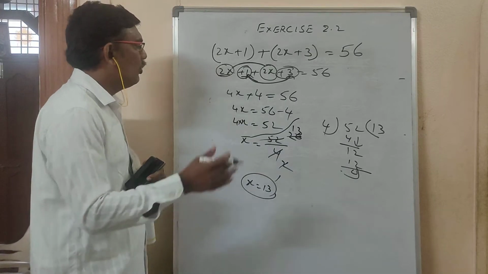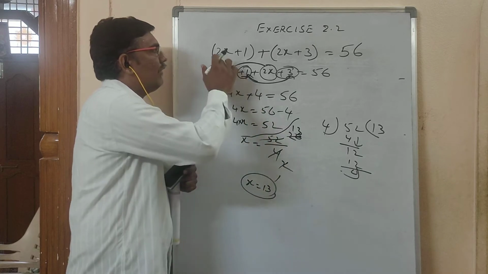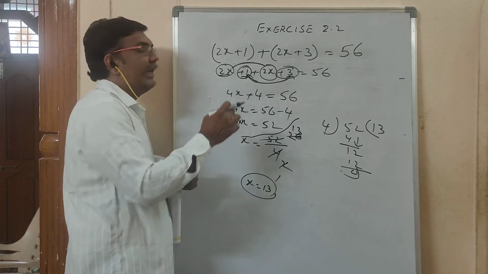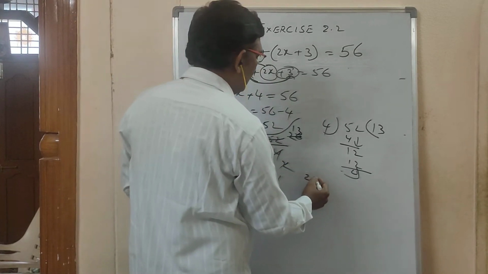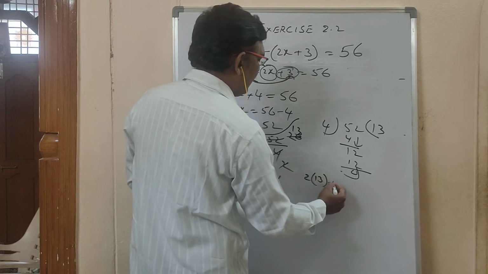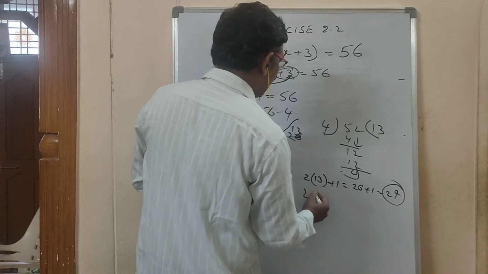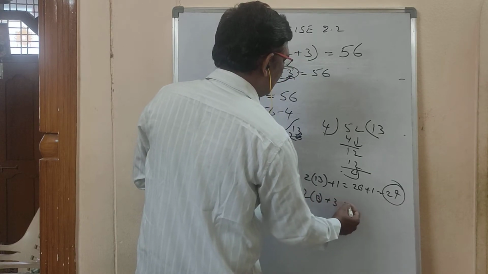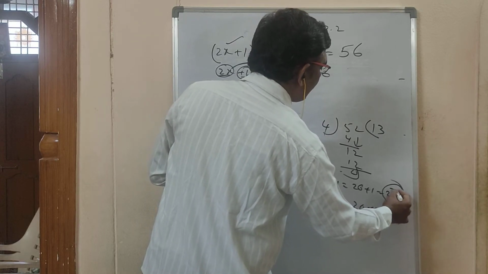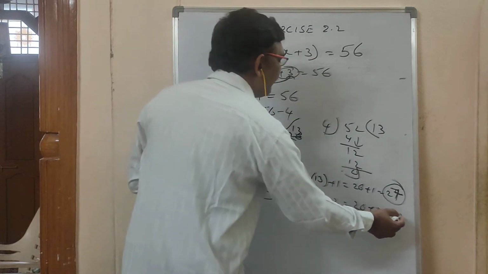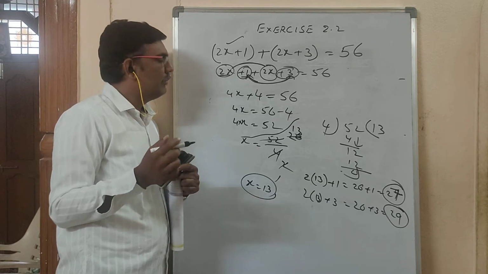13. So many students will stop here only. But it is not the correct answer. So you have to find two consecutive odd numbers, or not. x means 13. But what is the odd number? 2x plus 1. Means 2 into, in place of x, 13 you should write, plus 1. 26 plus 1. Means one number is how much? 27. The another number is 26 plus 3, that is 29. So one number is 27, the other number is 29. 27 and 29 are called consecutive odd numbers.